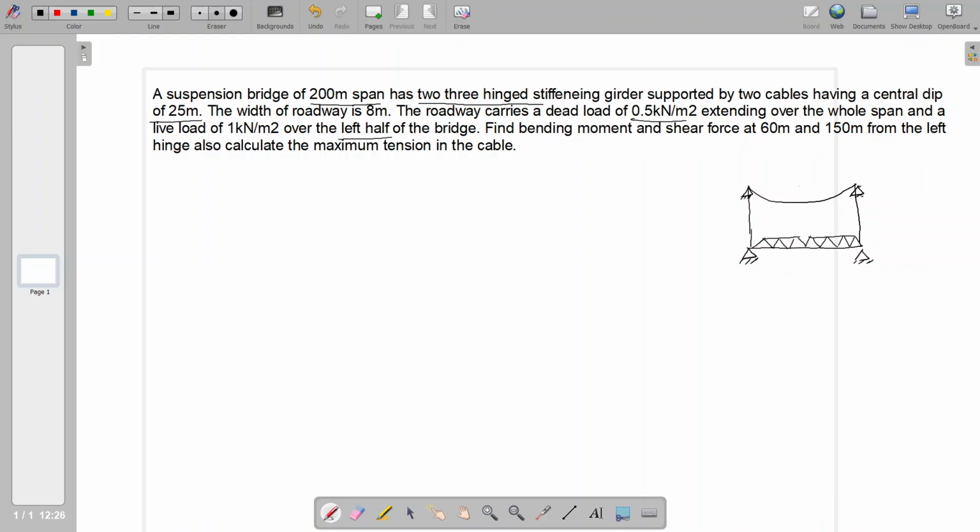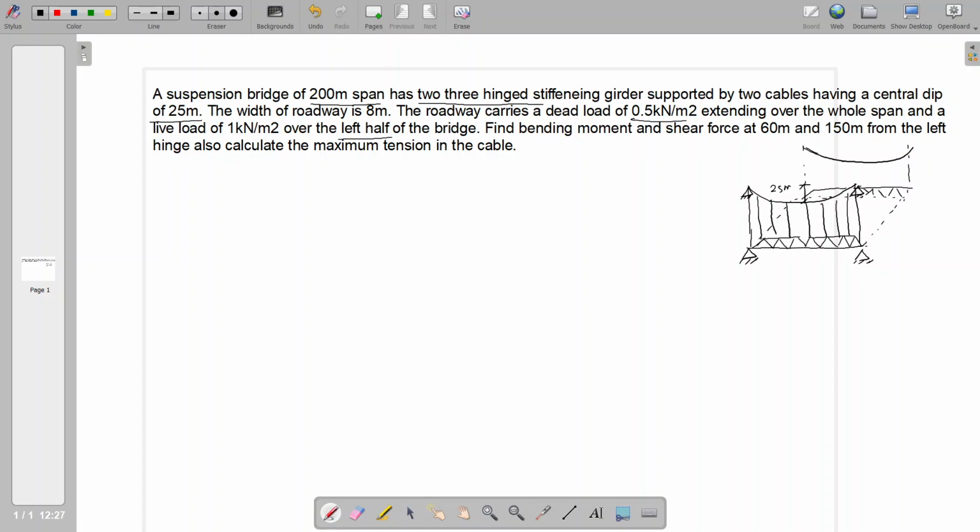The girder is supported here and the cable is also supported at the top points. The dip, that is the depth of cable, is 25 meter, which is given, and the cables are suspended from the cable to girder like this. So this is one side view. If we draw a three-dimensional view for the other side along the road width, we will have another cable on the other side.